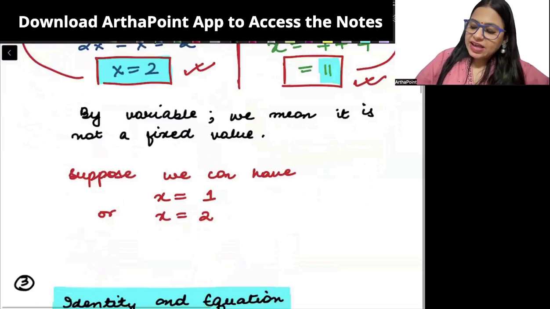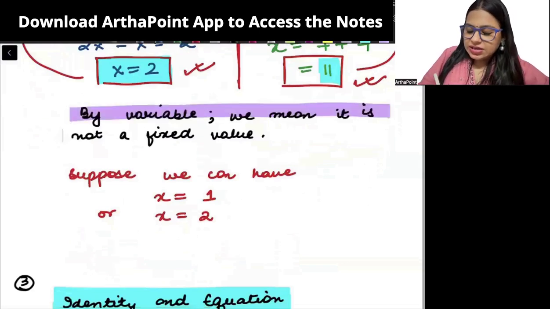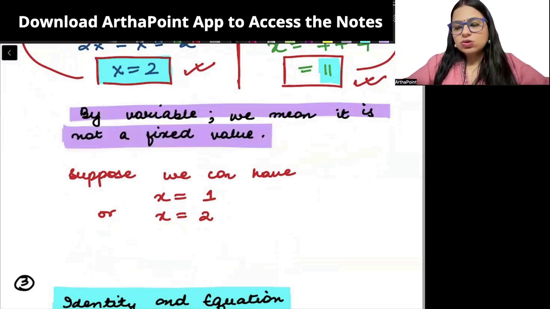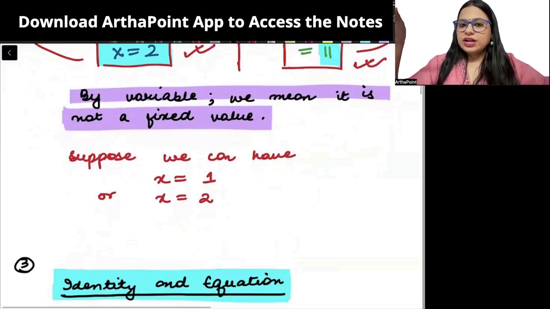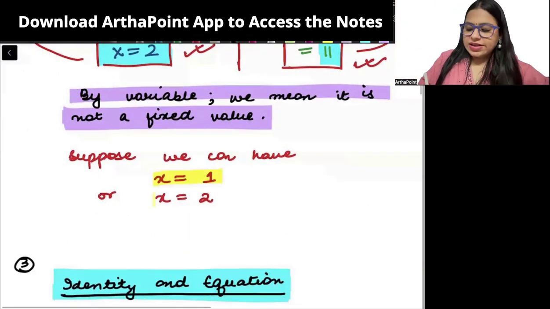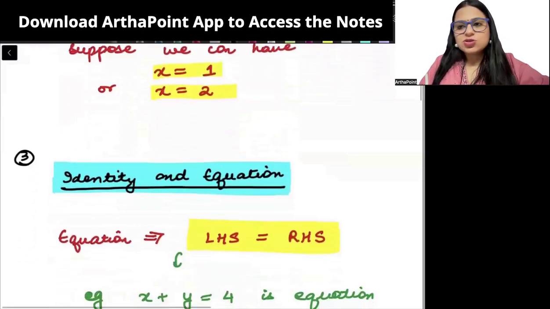Right? So by variable, we mean it is not a fixed value. If the value keeps on changing, अगर किसी भी चीज का value change होता जाता है, we call it as a variable. Right? So we can have x as 1, x as 2, x as 4, and so on and so forth.